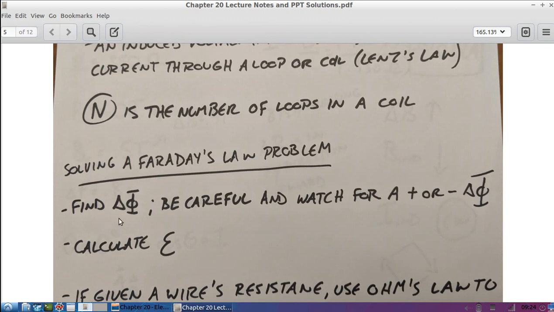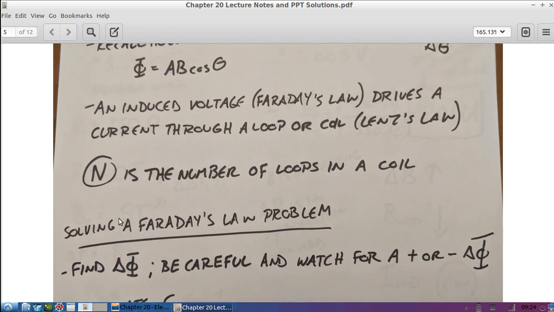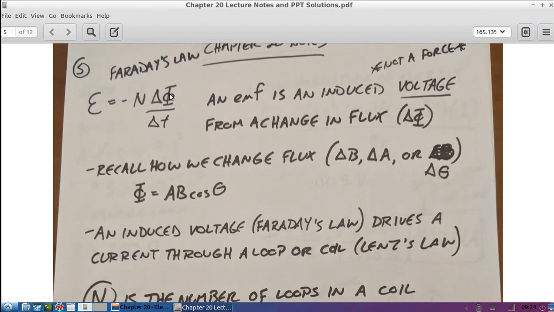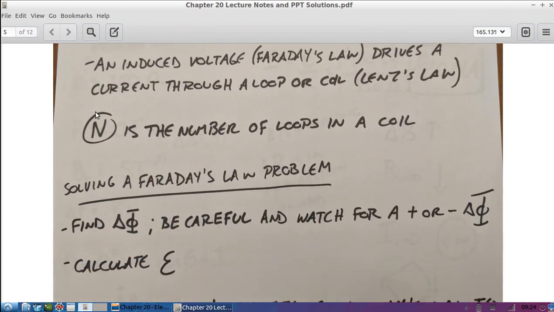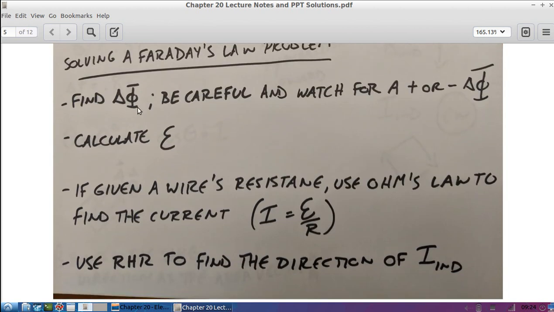Watch for an area that's decreasing, or a magnetic field that's decreasing. That would give me a negative delta phi, and that negative sign would cancel out with this negative sign, and we'd get a positive EMF. So first we'll calculate delta phi, then we'll calculate the induced voltage, and finally, if we're given the resistance, or maybe some properties that allow us to calculate the resistance.